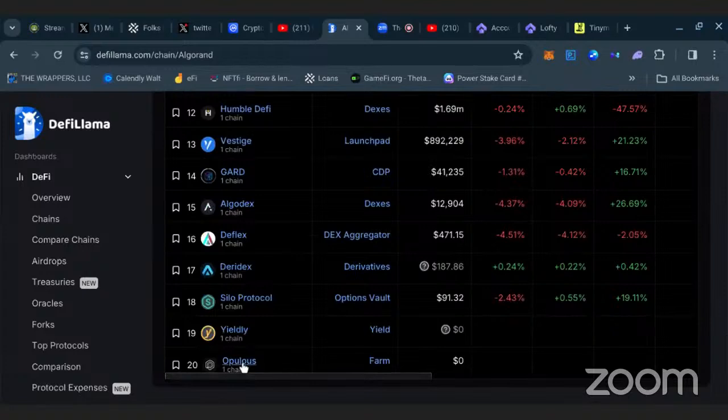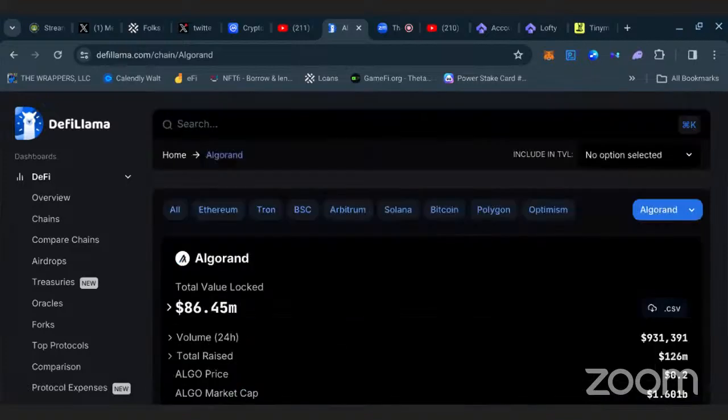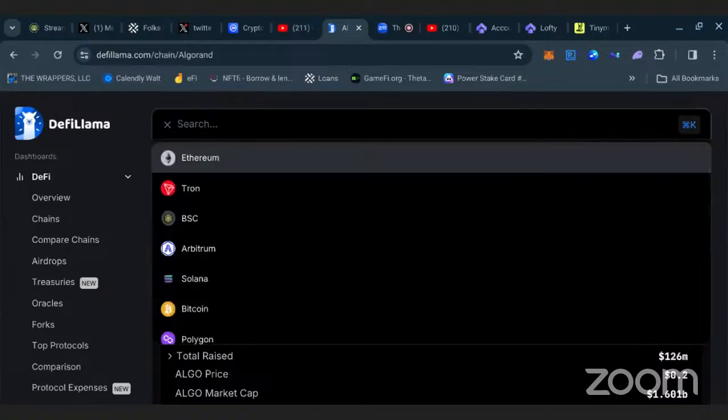Opulus, I like what Opulus does, but you know, they put a bad taste in my mouth because they took the money from Algorand and then went over to Avalanche, to a different network. So, you know, but I don't hold anymore, so that's good with me. But do I got any questions on the DeFi Llama thing? Let's go with Bitcoin. Let me see what happened when I put in Bitcoin.